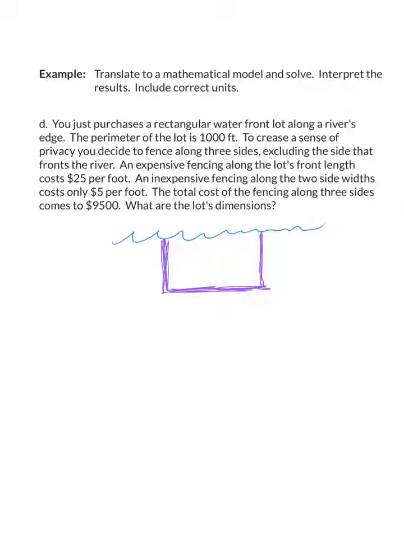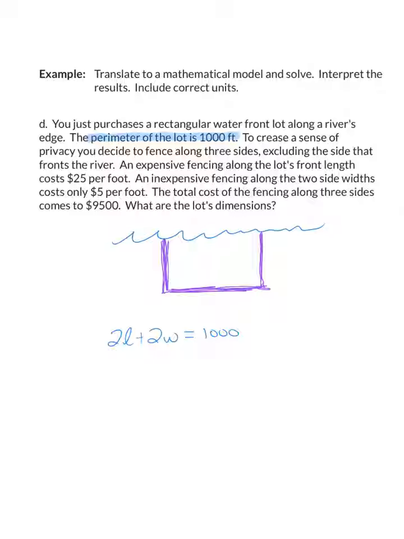So the first thing that we have is the perimeter is 1,000 feet. For this, we're still going to use our perimeter formula. So remember, your formula for perimeter is 2L plus 2W equals, and here we have our perimeter is 1,000.